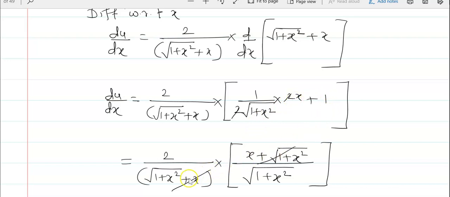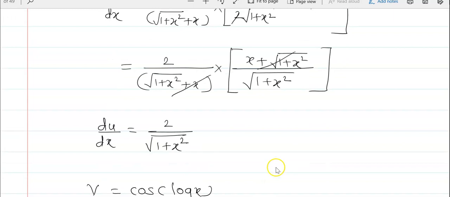Now simplify this. That is 2 upon root of 1 plus x square plus x, into x plus root of 1 plus x square upon root of 1 plus x square. Now this term gets cancelled and you are getting du by dx is equal to 2 upon root of 1 plus x square.